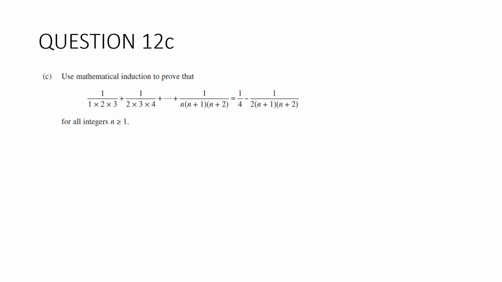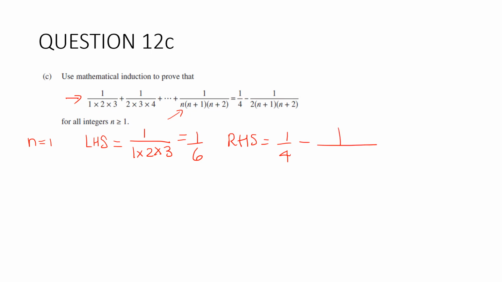12c. Use mathematical induction to prove this for all integers n greater than or equal to 1. So we'll start by proving n is equal to 1. Our left-hand side is equal to 1 over 1 times 2 times 3, which is 1/6. And the right-hand side is equal to 1/4 take away 1 over 2 times 3, which is 1/4 take away 1/12. A quarter take away a 12th is a 6th. Therefore, true for n is equal to 1.